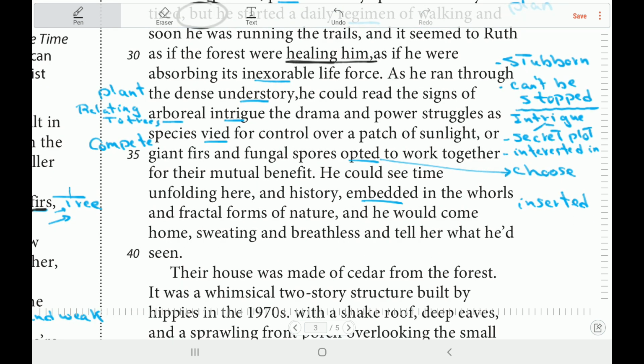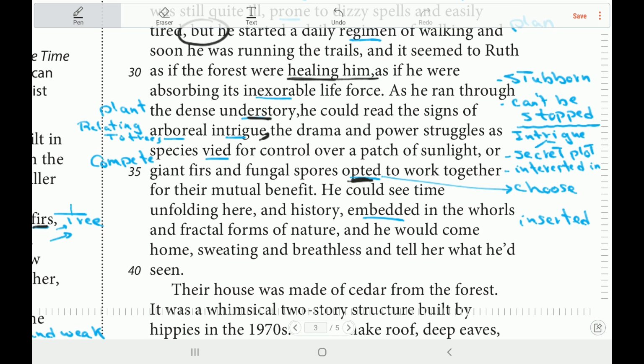So what happened after that? As he ran through the dense understory, he could read the signs of arboreal intrigue, the drama and power struggles as species vied for control over a patch of sunlight, or giant firs and fungal spores opted to work together for their mutual benefits. So again, this is metaphorical. So understory, that's plants, arboreal, anything related to trees. Intrigue can be like a secret plot, or if you are interested in something, that's intrigued. And opt means choose.